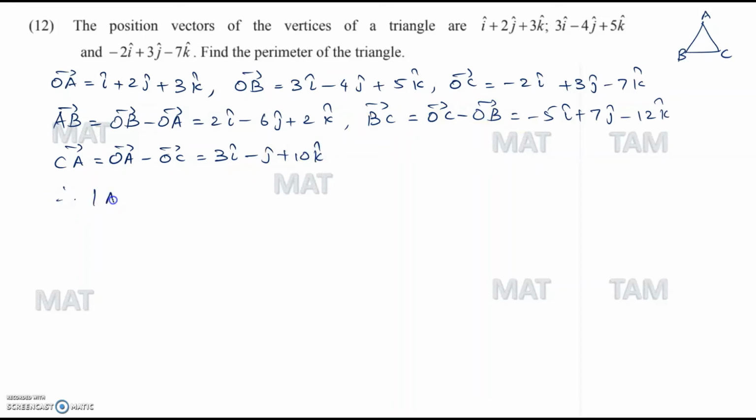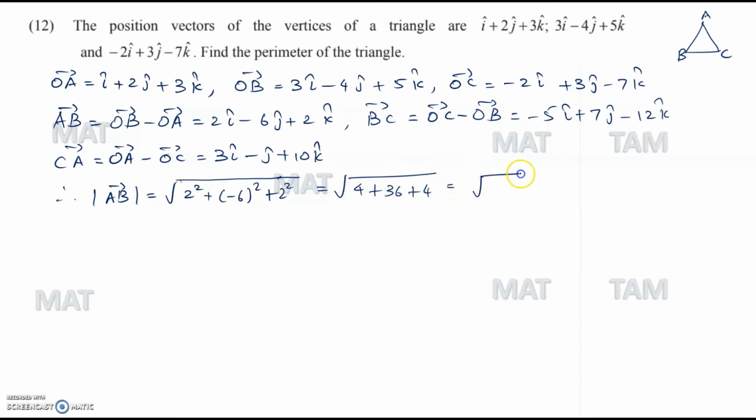Therefore, the magnitude of AB vector will be equal to square root of 2 squared plus minus 6 squared plus 2 squared. This is our AB vector, yeah? So that's equal to square root of 4 plus 36 plus 4, which is equal to square root of 44.